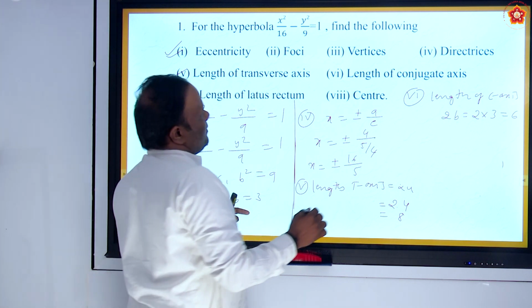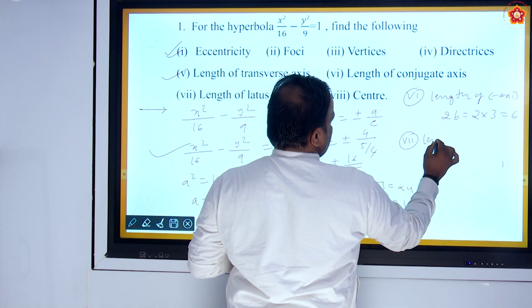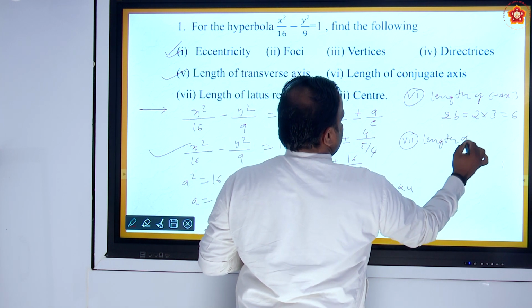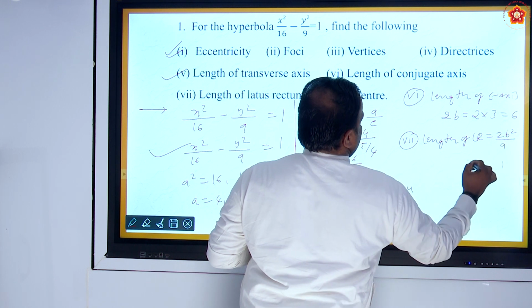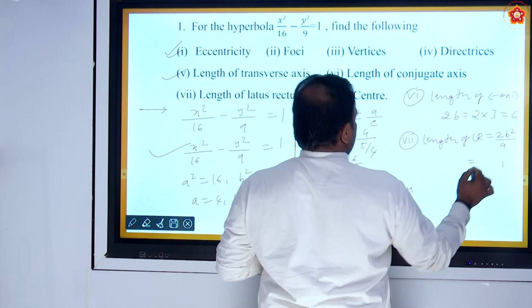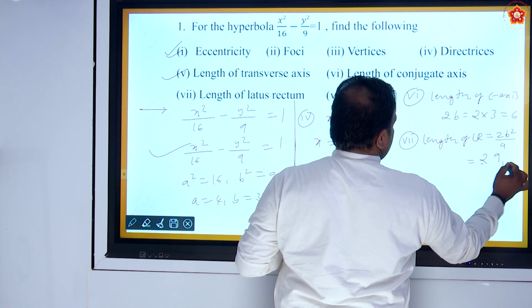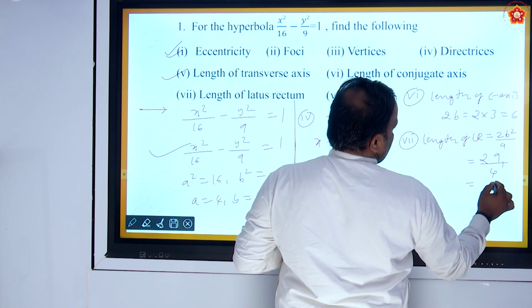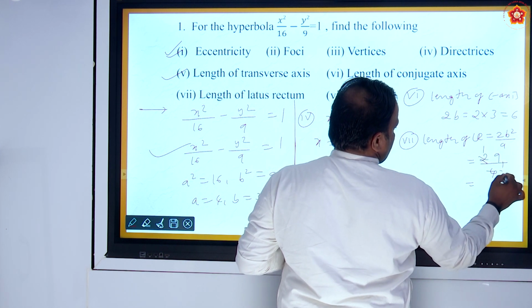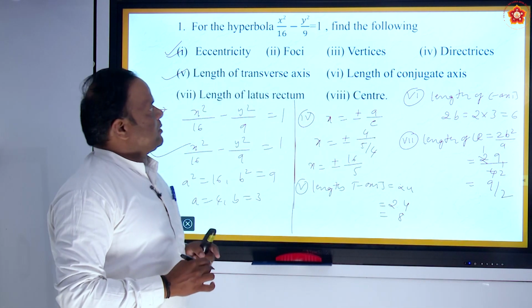Next, length of latus rectum. The length of LR is equal to 2b square by a. So 2 as it is, b square is 9, dividing by a, which is 4. This is equal to 2 ones are 2, 2 twos are 4. The answer is 9 by 2. Length of LR is 9 by 2.